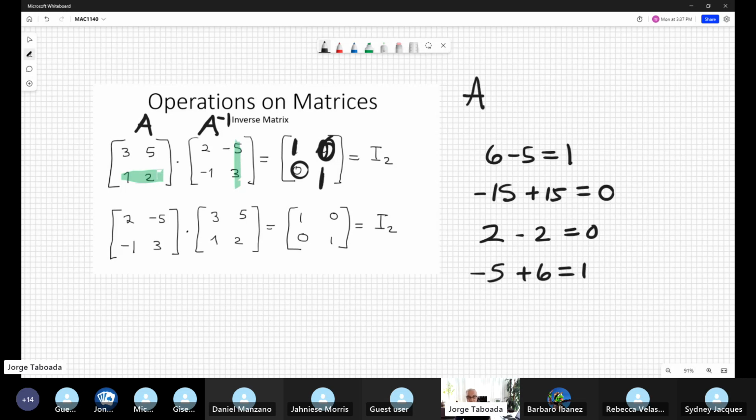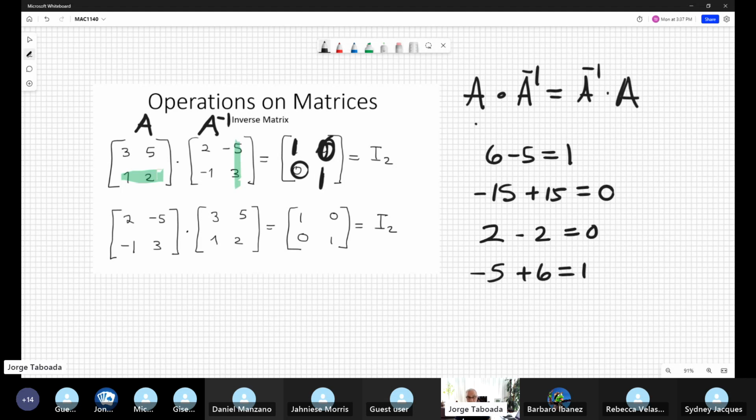When you multiply any matrix times its inverse, it doesn't matter if it's pre-multiply or post-multiply. I proved here post-multiply. Interchange, and the answer is the same. It gives me the identity matrix, the identity matrix of the same dimension.